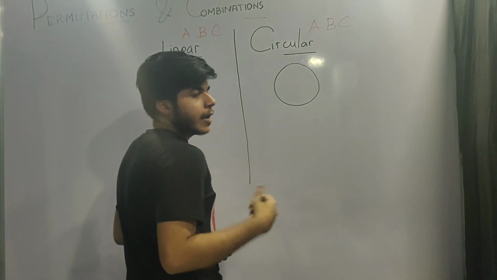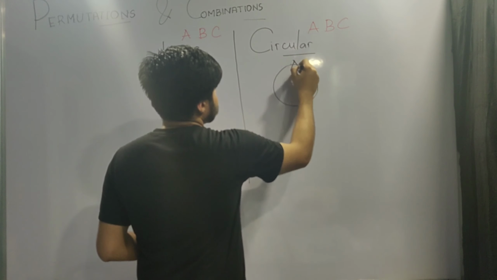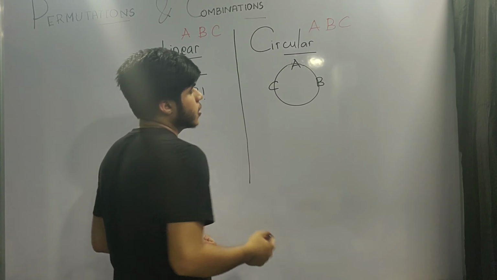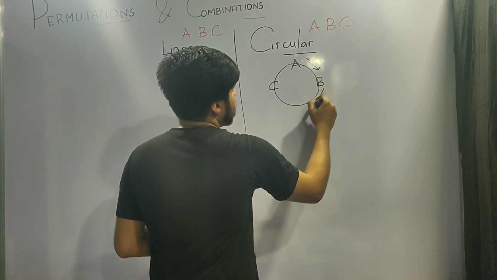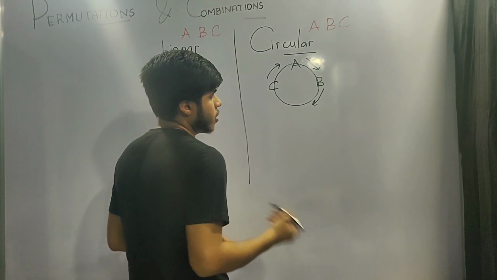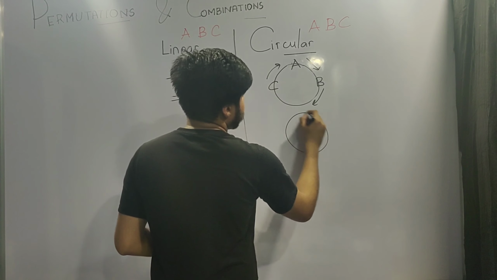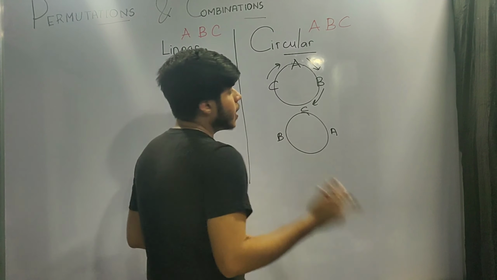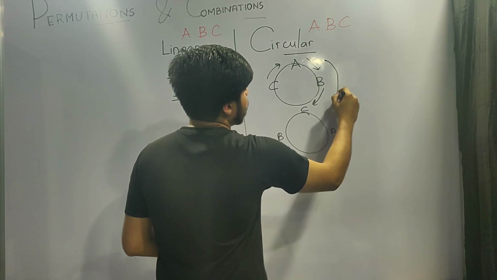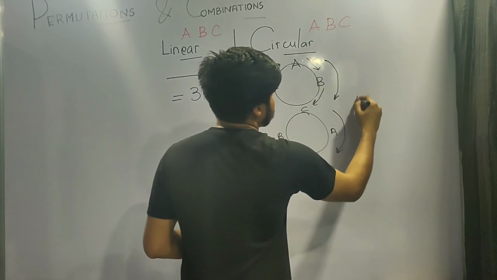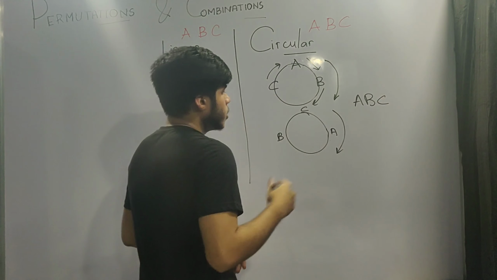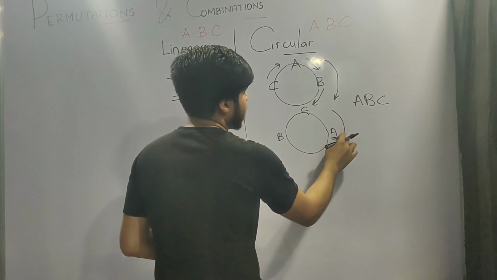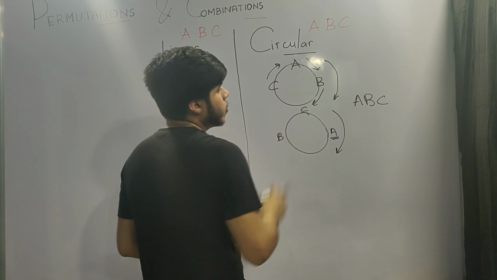So let's find out. Let's say I have placed A in this position, B in this position and C in this position. I shift all of them one place each in the clockwise direction. So the new arrangement that I will get will be C, A and B. But if you notice, going clockwise in both these cases, I will get the same answer, ABC. So in circular permutations, what we have to do is fix one place and then arrange the rest of the values linearly.